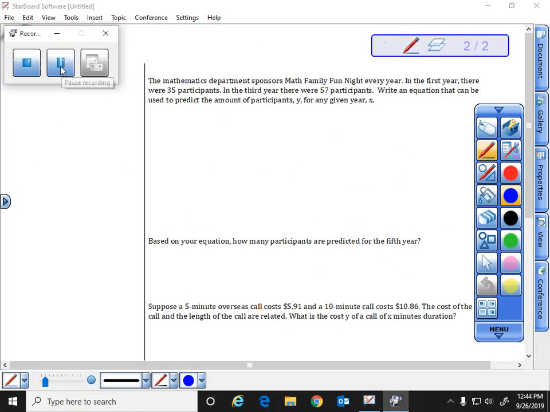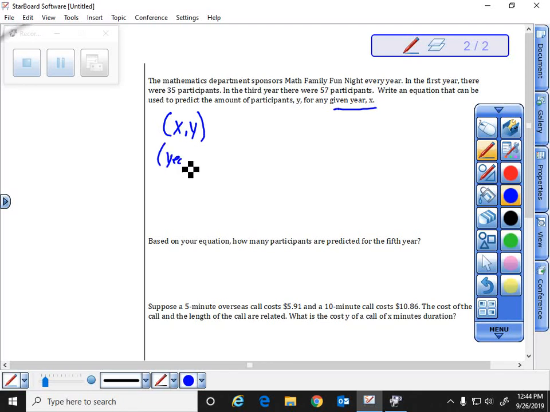Alright, math department sponsors a math family fun night every year. In the first year there were 35 participants. In the third year there's 57. Write an equation that can be used to predict the amount of participants y for any given year. So the years are the x values. So we're looking at x and y values like so, where it's going to be the year and then the number of participants for the y value. That's what it's looking like to me, at least.